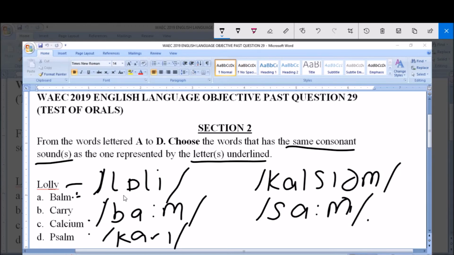So we see that the consonant sound represented by the letters LL is this L consonant sound, and we see that it is found in calcium. Therefore the correct answer is C, option C, calcium.